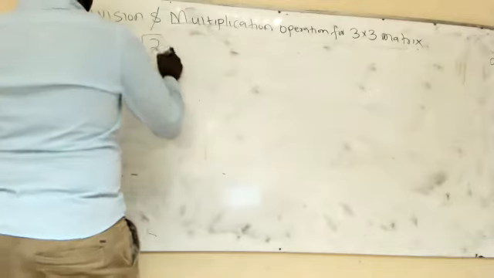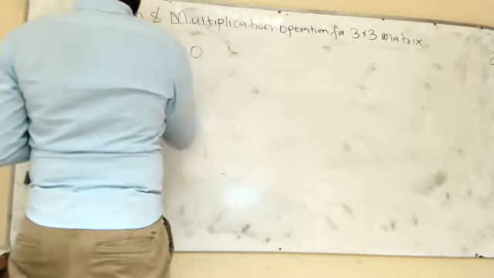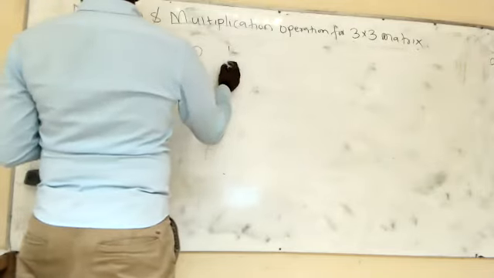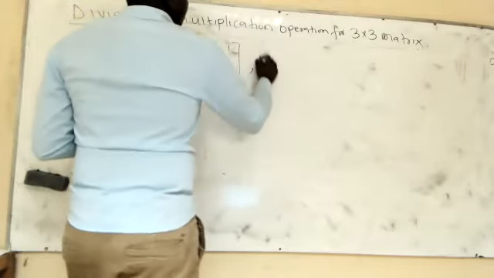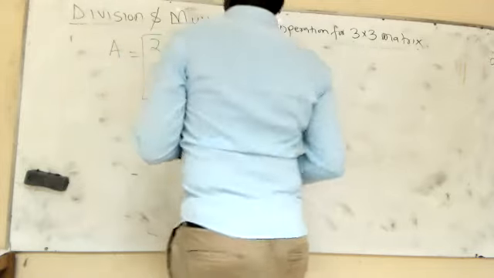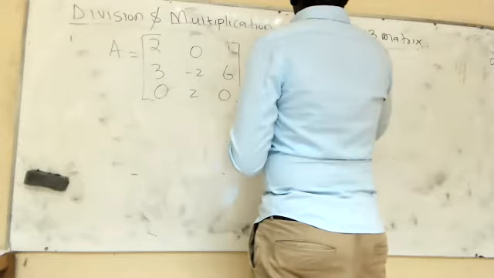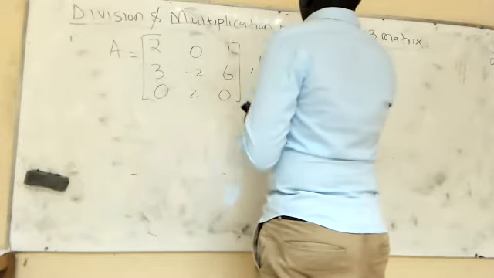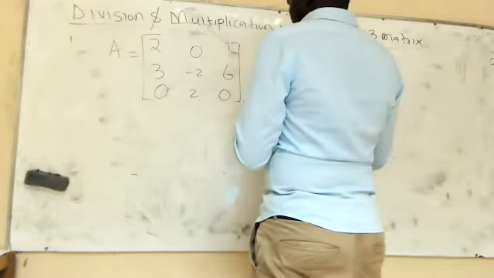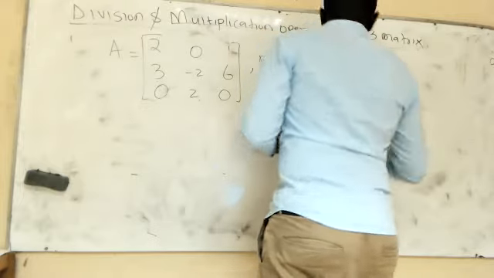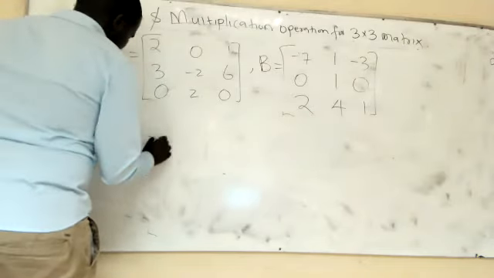So let's say we are given a matrix A given by 2, 0, 1, 3, -2, 6, 0, 2, 0. And we're given another matrix B, which is given by -7, 1, -3, 0, 1, 0, 2, 4, 1. So we want to multiply these two matrices, matrix A and matrix B.